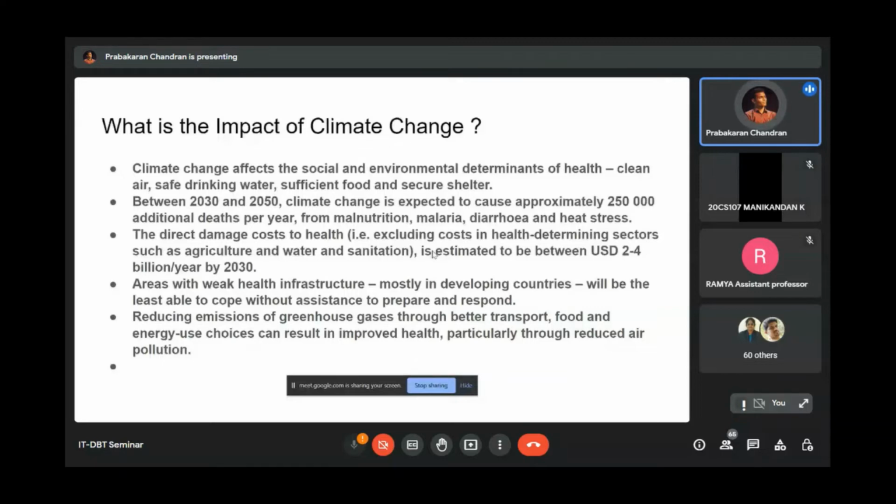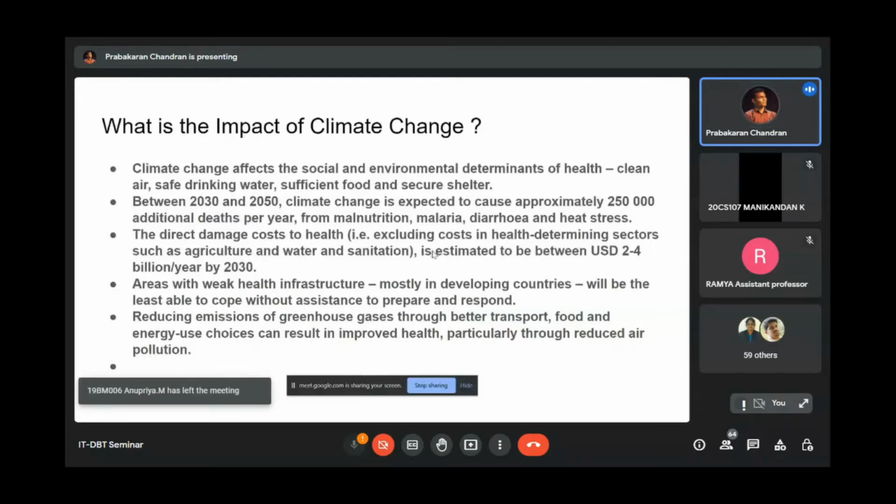So climate change affects the social and environmental determinants of health. First and foremost thing is the clean air, safe drinking water, and sufficient food. So these three things, air, water, and food, are going to be affected, and that is being affected. It's not a futuristic one. At the present itself, we are facing those issues.